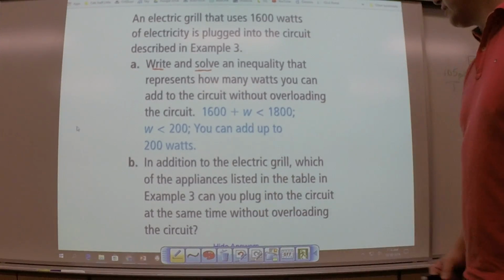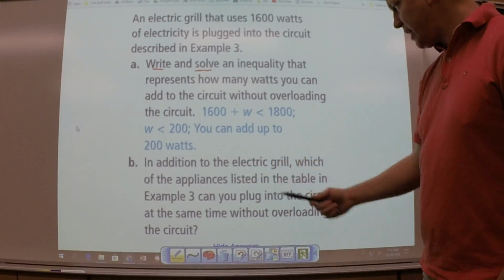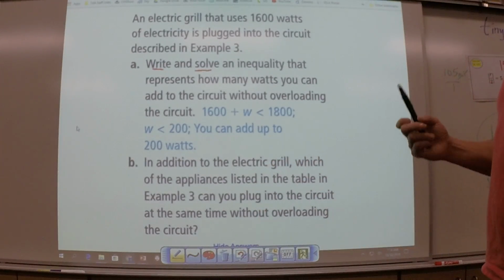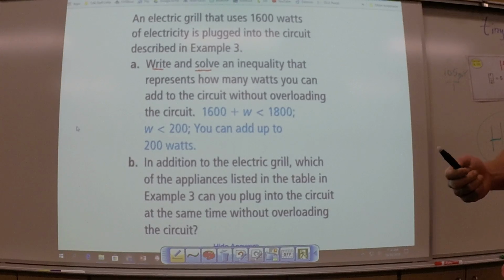In addition to the electric grill, which of the appliances listed in the table in example 3 can you plug into the circuit at the same time without overloading the circuit?